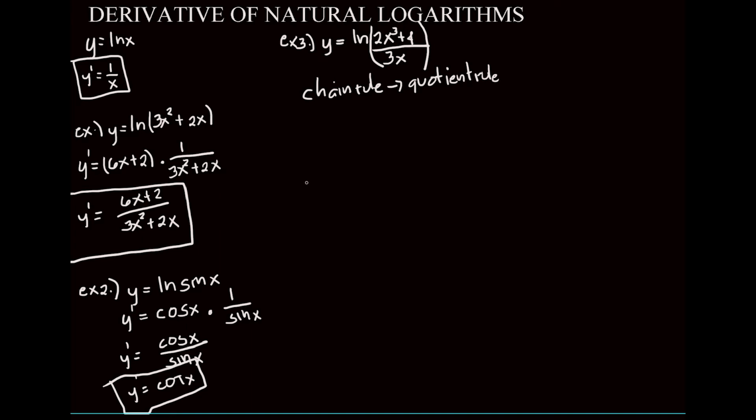Okay, so let's begin. Let's first have a little review of what the quotient rule is. I think you guys would still remember: low d high minus high d low, all over the square of low.